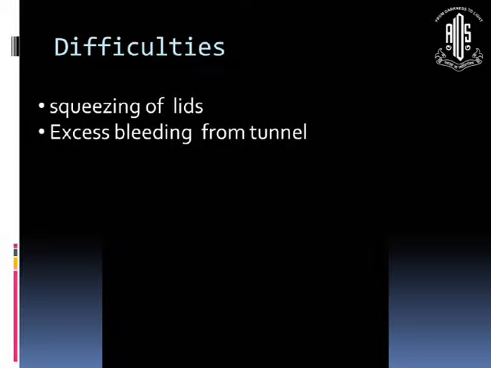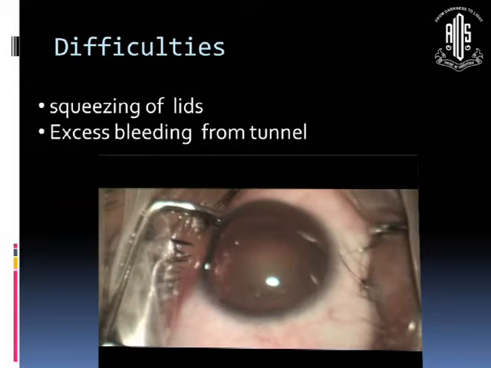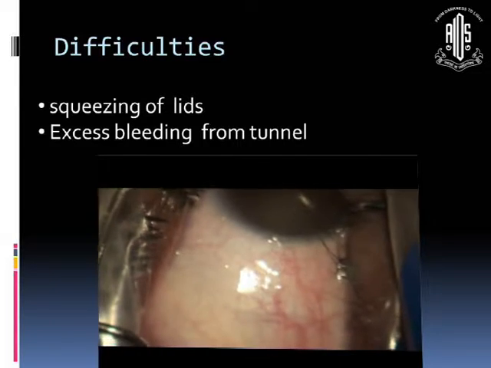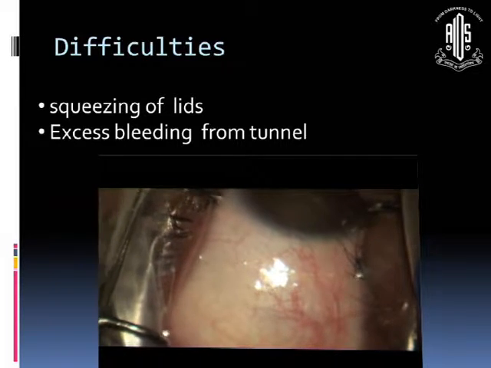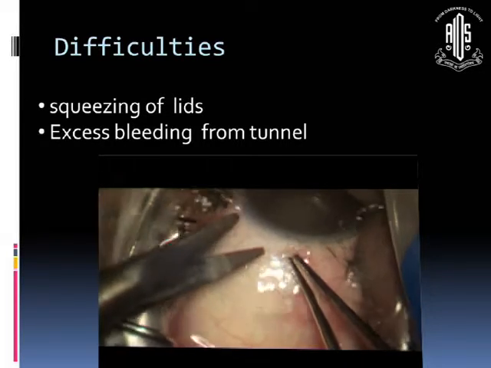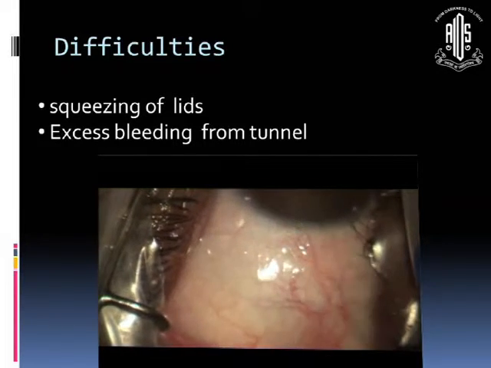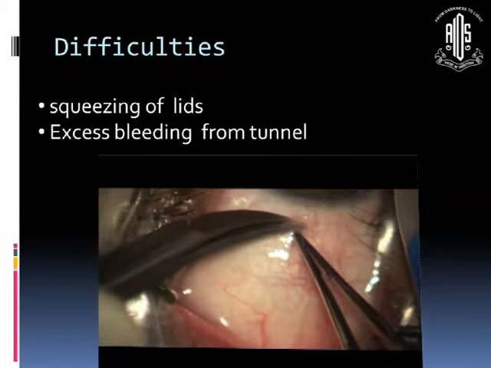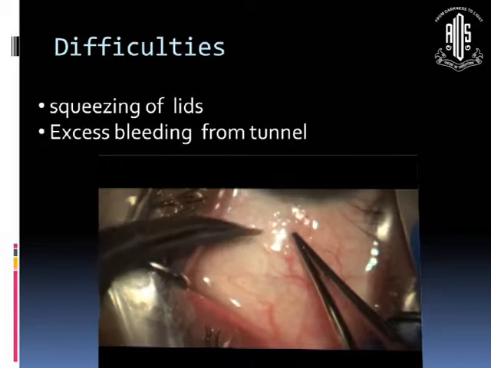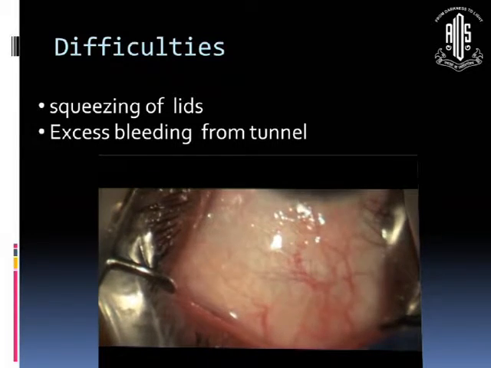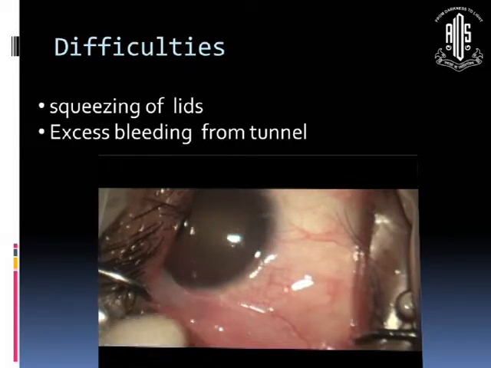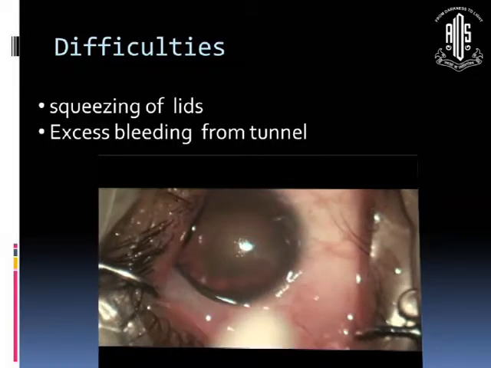You can experience some difficulties. Some patients, especially over-anxious patients, will keep on squeezing their lids. Like this patient is not allowing me to touch the conjunctiva, and they will roll their eyes up, so tunnel construction will be very difficult.